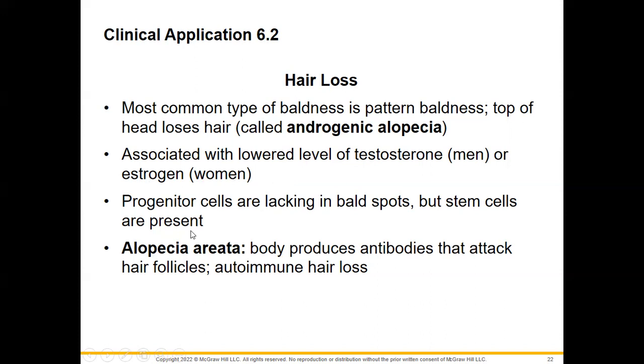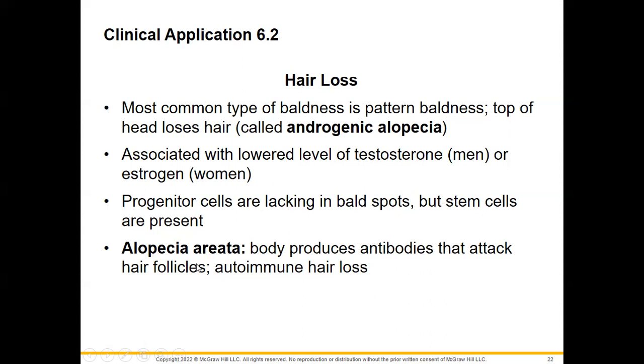Progenitor cells are lacking in the bald spots, but stem cells are present. So progenitor cells, meaning those precursor hair cells, are lacking where you have bald spots, but there are stem cells. The hair-making cells are not there, but cells that can become anything tend to be there. You just have a disconnect between the cells and actually making the hair.